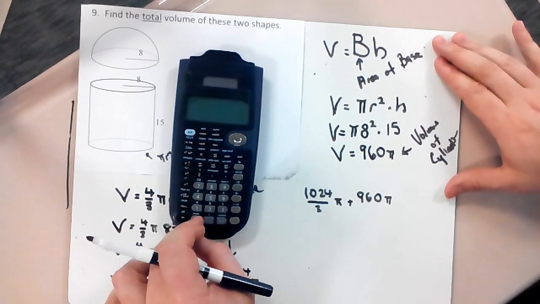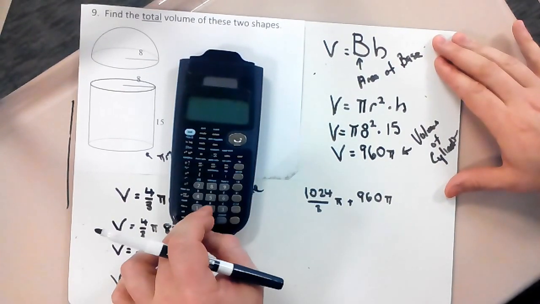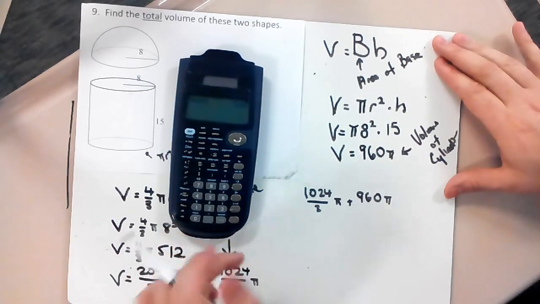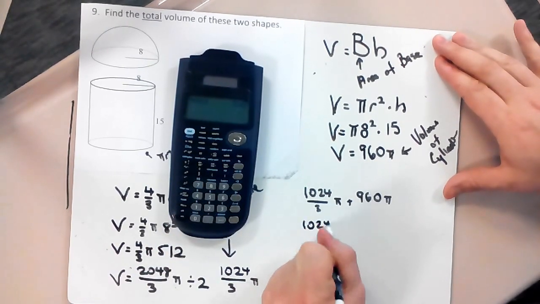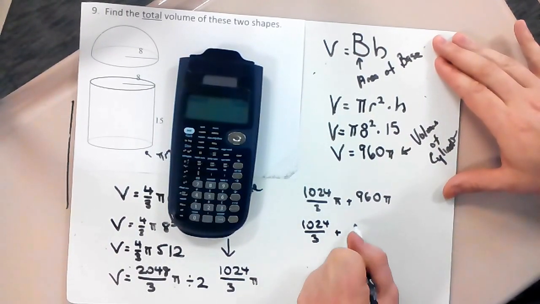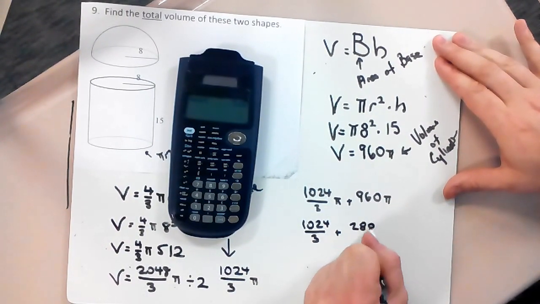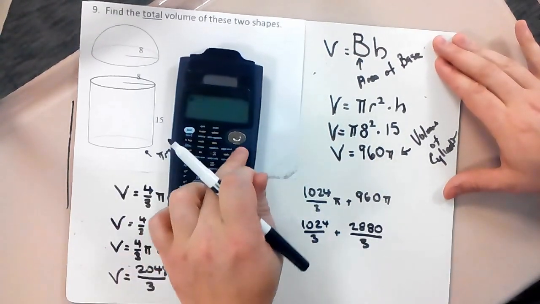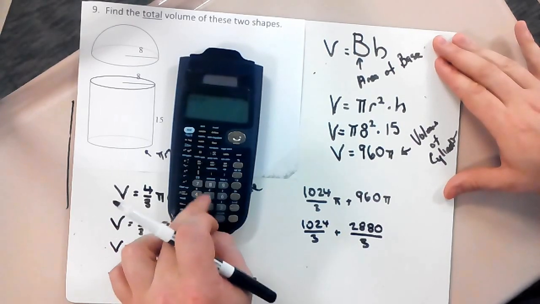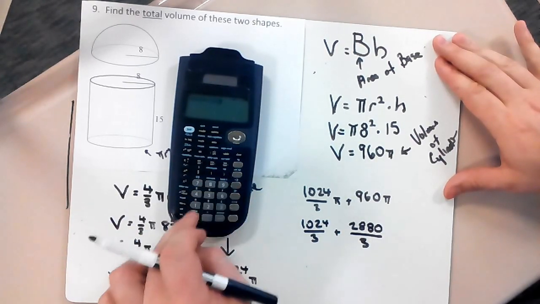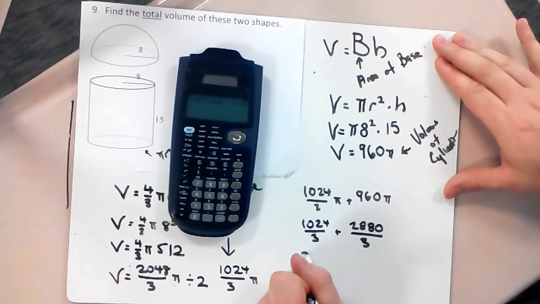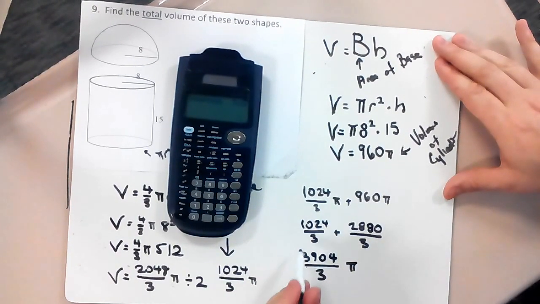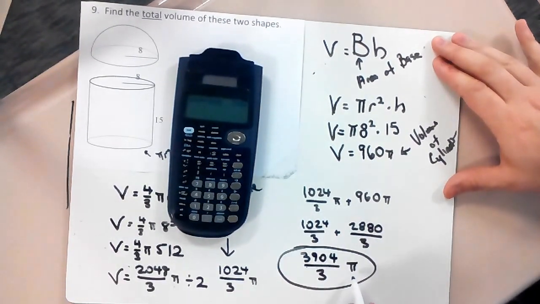960 times 3 is 2880. So I'm going to say 1024 over 3 plus 2880 over 3. I found a common denominator. Now I'm just going to add 1024 plus 2880, and I get 3904 over 3 pi. And that is my answer. Remember, pi just came along for the ride.